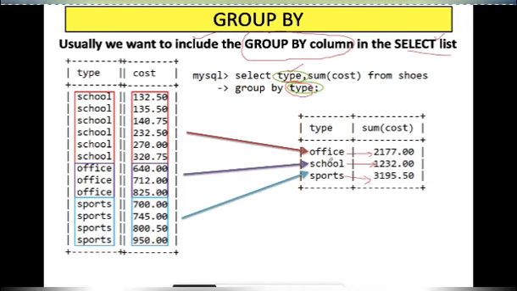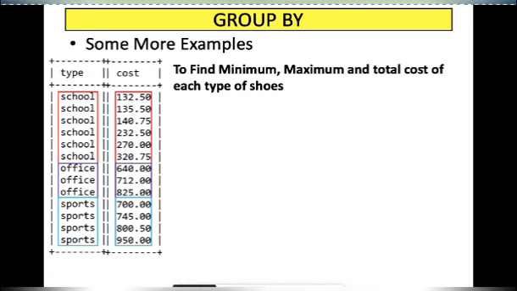Now let us do 2-3 more examples. In the first example, find the minimum, maximum and total cost of each type of shoes. Previously we have done just the total cost. Now what we are going to do here is find the minimum cost, maximum cost and the total cost.